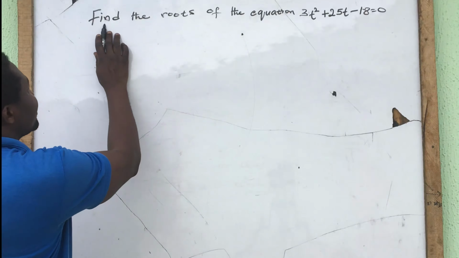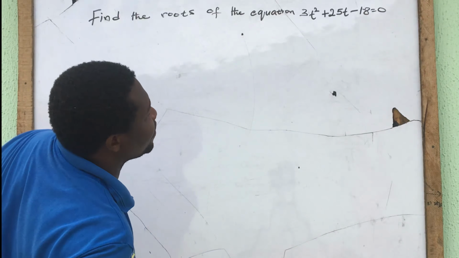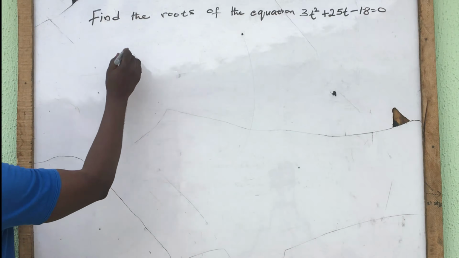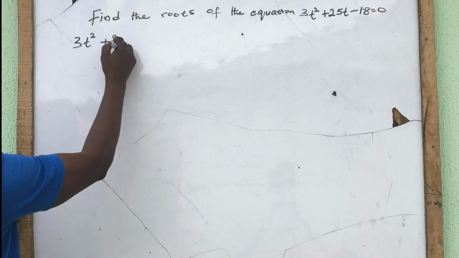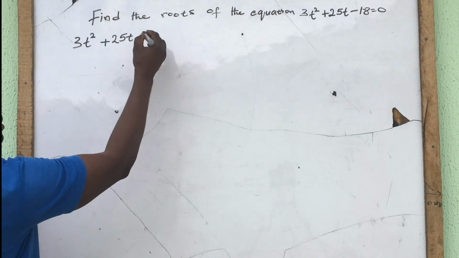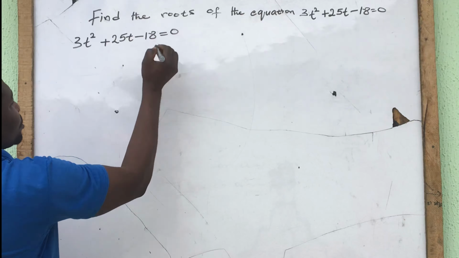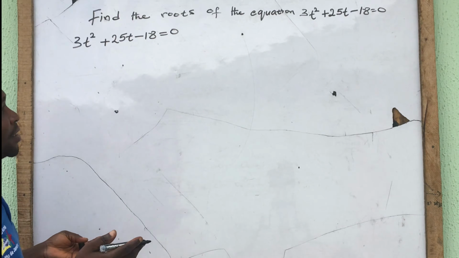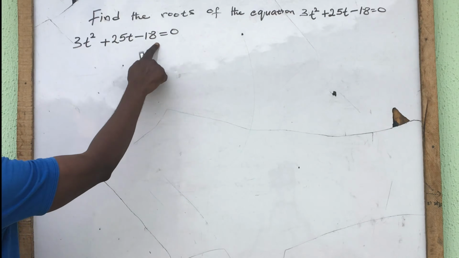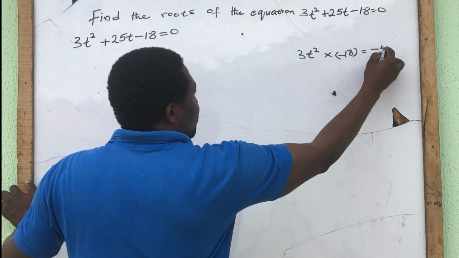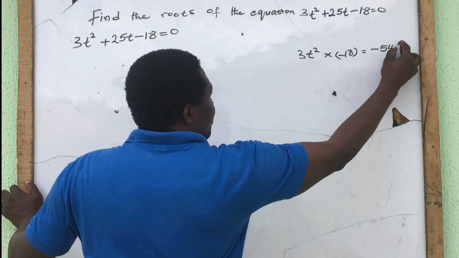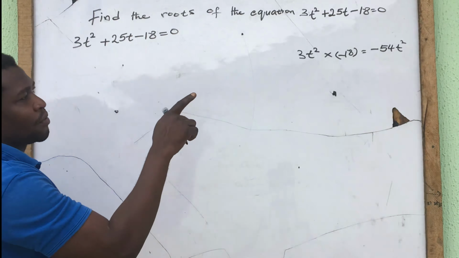Find the roots of the equation 3t squared plus 25t minus 18 equal to 0. So 3t squared plus 25t minus 18 equals 0. So we have to factorize this. Let's multiply this and this together. That is 3t squared times minus 18 equal to minus 54t squared.